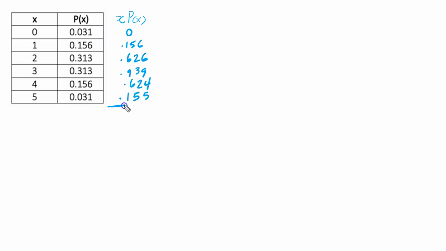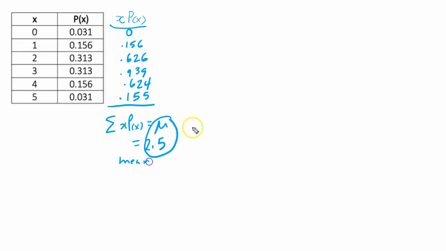Okay. Now, what I'm going to do here is add those up, because when you take the sum of your x times p of x column, that will give you the mean. So put these into your calculator and add them up, and you should get 2.5. So that is your mean. Mean is 2.5.